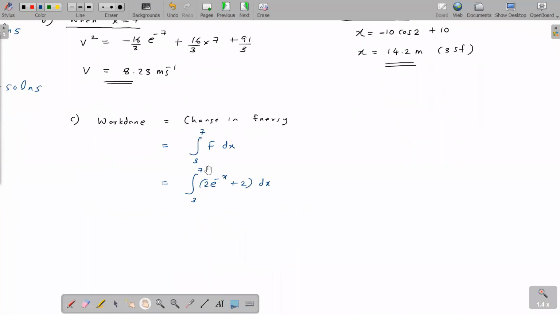Yeah. So then let's integrate and put the limit. So this is 2e to the power minus x divided by minus 1 plus 2x. Integral limits 3 to 7. So this is minus 2e to the power minus 7, 2 times 7 is 14. Now you guys following me? I just put the minus on top here. Minus 2e to the power minus 7, 2 times 7 is 14. Minus 2e to the power minus 3, 2 times 3, that's a 6.